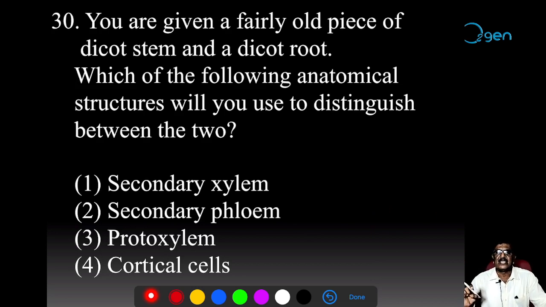Next, you are given a fairly old piece of the dicot stem and dicot root. Which of the following anatomical structures will you see to distinguish between these two?